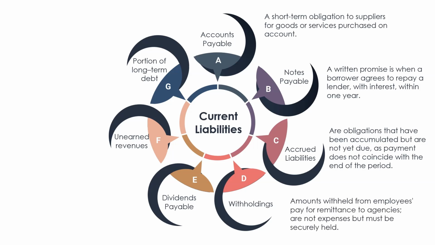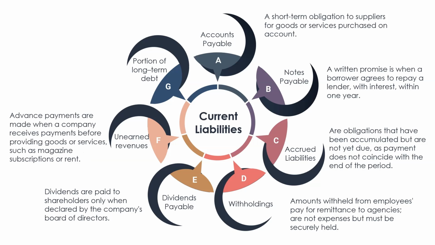Withholdings are amounts withheld from employees' pay that must be remitted to government agencies or other entities. They are not company expenses, but should be securely held and transferred to the designated agency. Dividends are payable only when declared by the company's board of directors. Unlike bond interest, dividends do not accrue over time. The sixth category is unearned revenues, which are payments received before delivering goods or services, like subscriptions or advance rent.